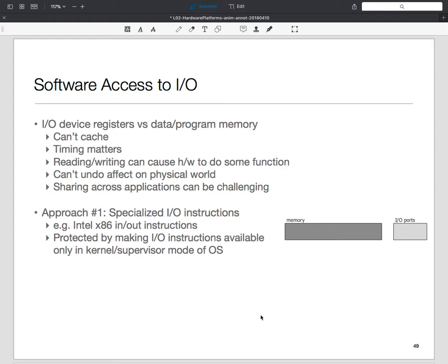And what happens is that these particular instructions are made available only in that mode of the hardware where the operating system runs. So a sidetrack out here, processors.